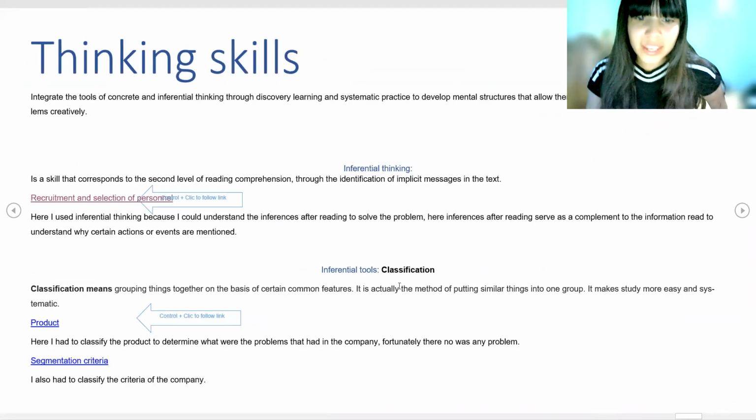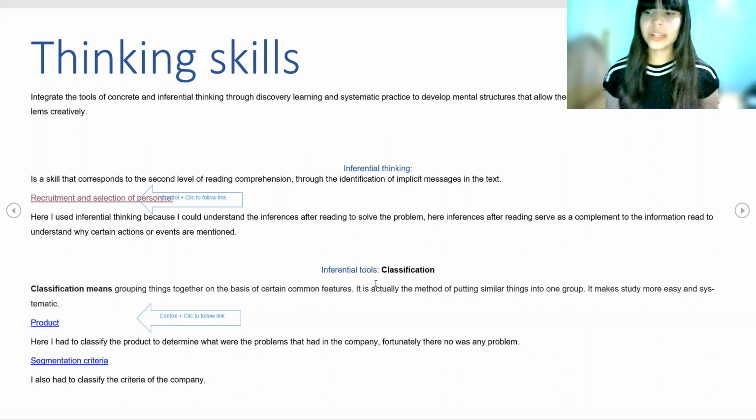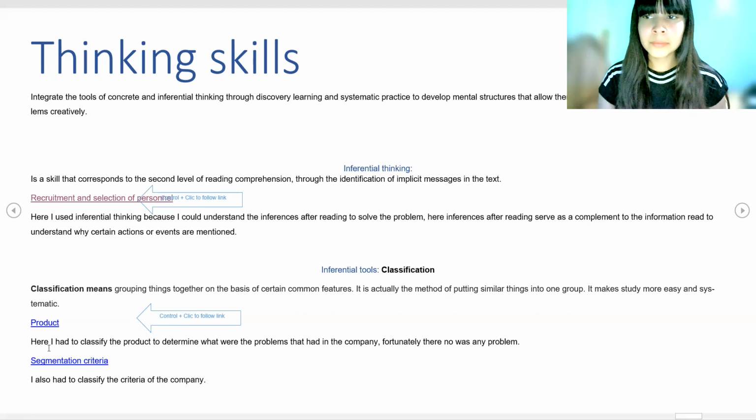Then we have the inferential tool, that is classification. Classification means grouping things together. It is a method to put similar things into one group, and it makes things easier and more systematic to understand. Here we have two examples that I did in my project.